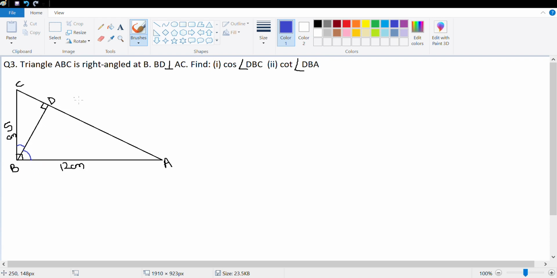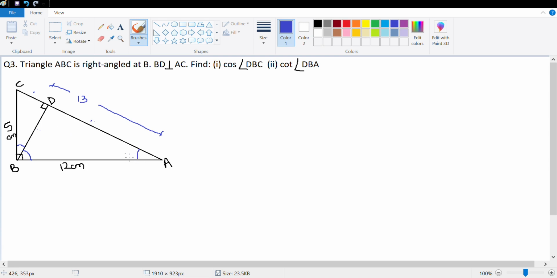Now I have the option of using Pythagoras theorem. So this is 5, this is 12, which means this will be 13 because this is the Pythagorean triplet. Now I can find this value separately, and this separately using Pythagoras theorem in these two triangles, or I can use a second method. So let's look at the next method.